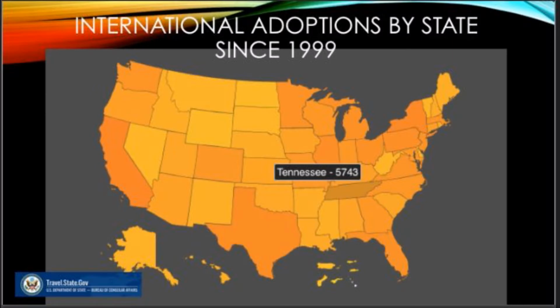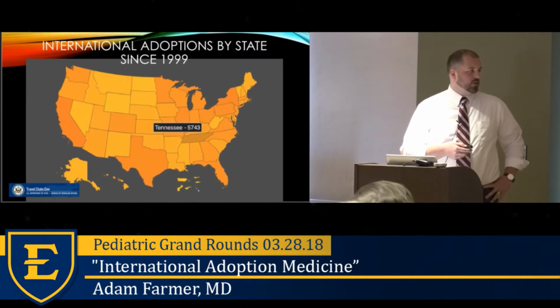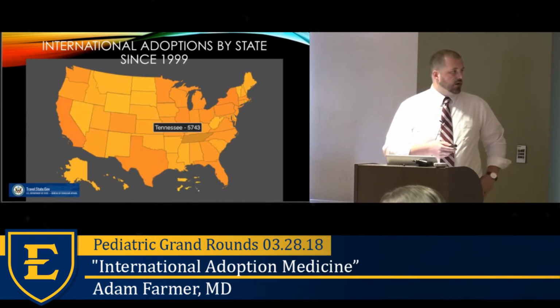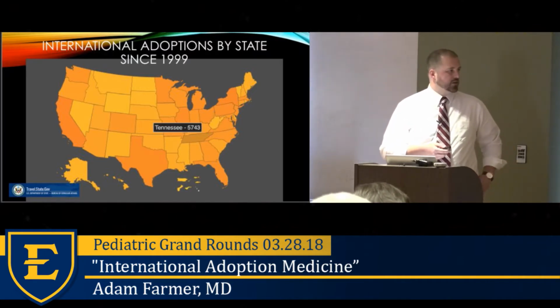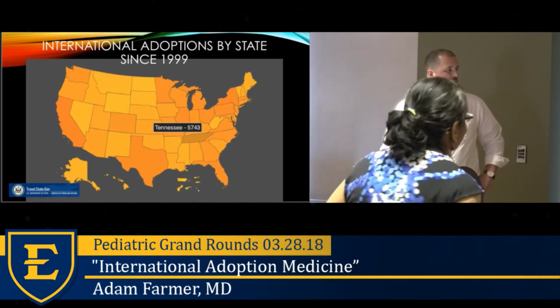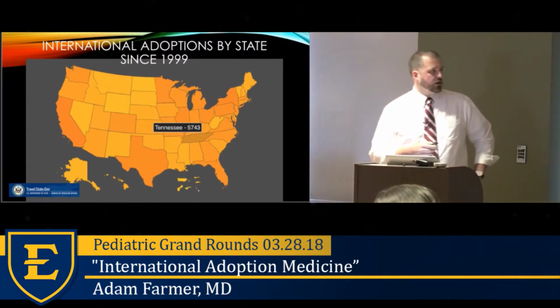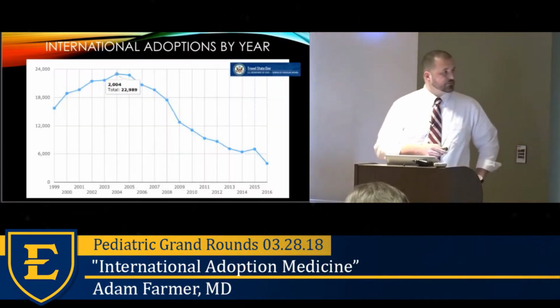The State Department also lets you break down each state to see how many kids have been adopted by families in different states. Just highlighted Tennessee there, which has had 5,743 kids, one of which is Claire, who's been adopted since 1999. Other states like California, Texas, New York are where a lot of kids have been adopted to.